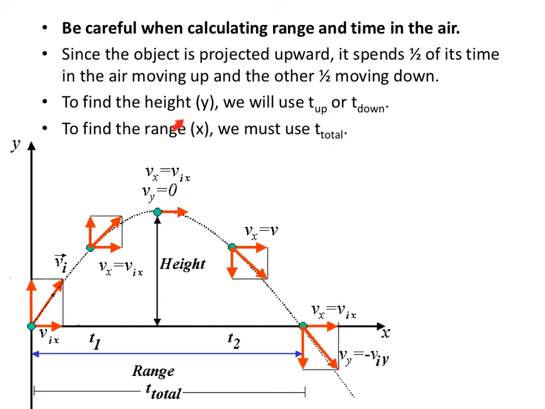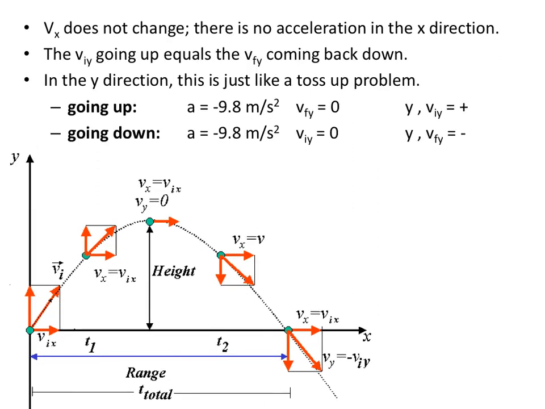However, if you're finding the range, from here to here on x, it's going up and coming down again. It's still in the air the whole time. So to find range, you have to use total hang time, up plus down. Or in other words, you find your time, and then you double it and use that time to find how far it travels in the x direction. Just a reminder, Vx does not change. There's no acceleration in the x direction.